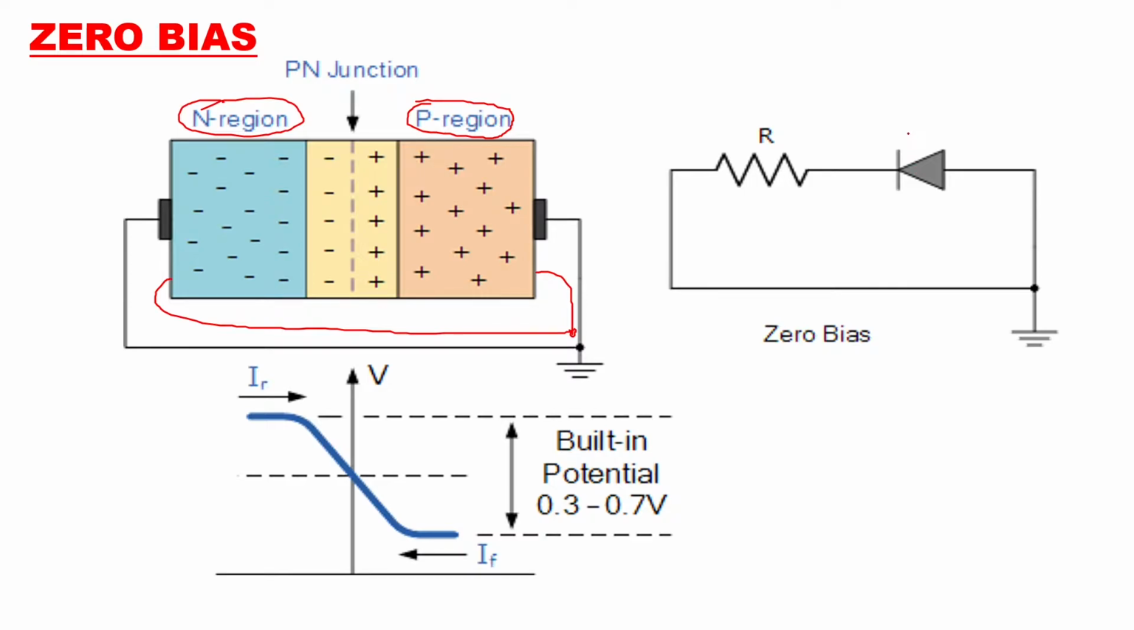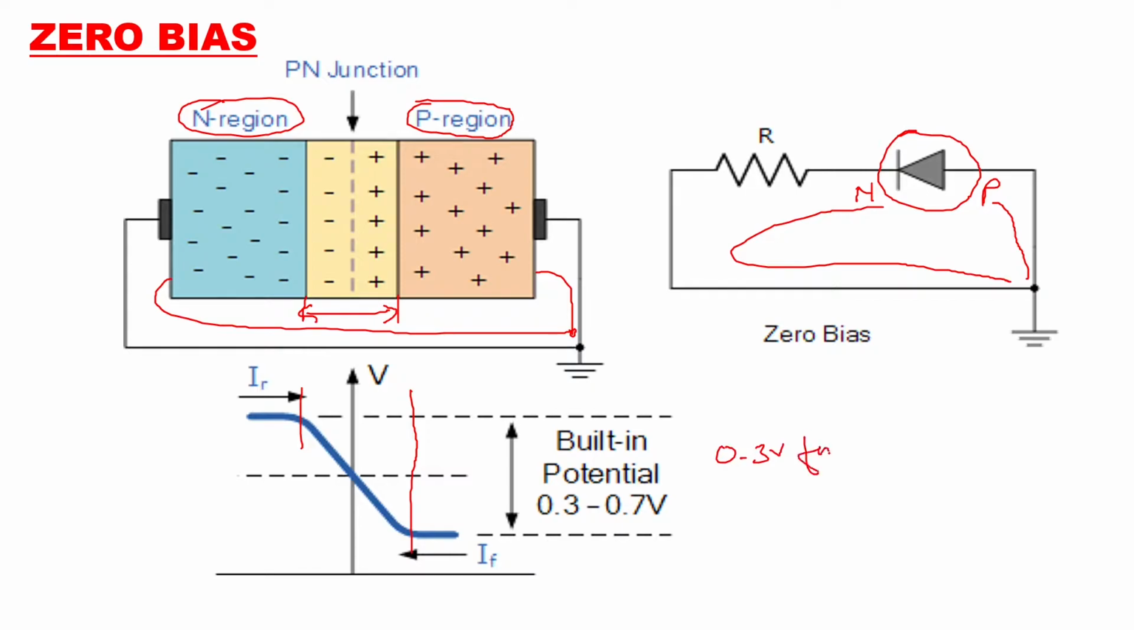Circuit-wise, if you see, this is the diode. In this diode you can see that this is N type region, this is P type region, and P type also is connected to ground and N type also is connected to ground. So it is not connected to any voltage, and whatever voltage you have will be because of the potential difference here. Whatever potential difference you have, that voltage you will get. This will be the built-in potential, which will be 0.3 volt for germanium diode, and it will be 0.7 volt for silicon diodes. Now this is what the zero bias condition is.